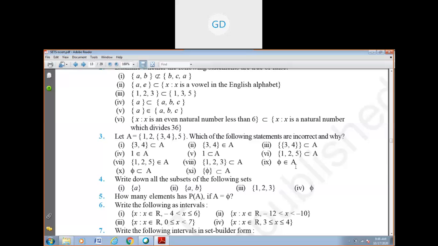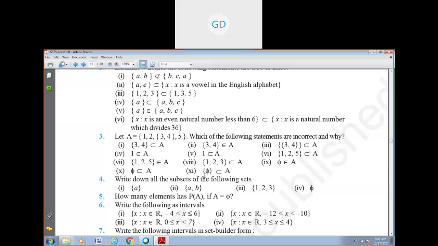5 belongs to A, false, because 5 is a set itself. So we have to observe whether this set is a subset of A or not, not belongingness. And number 10, if you say phi subset of A, yes, it's true. Phi is itself a set which represents the empty set, null set, or void set having no elements. So it's always a subset of any set.